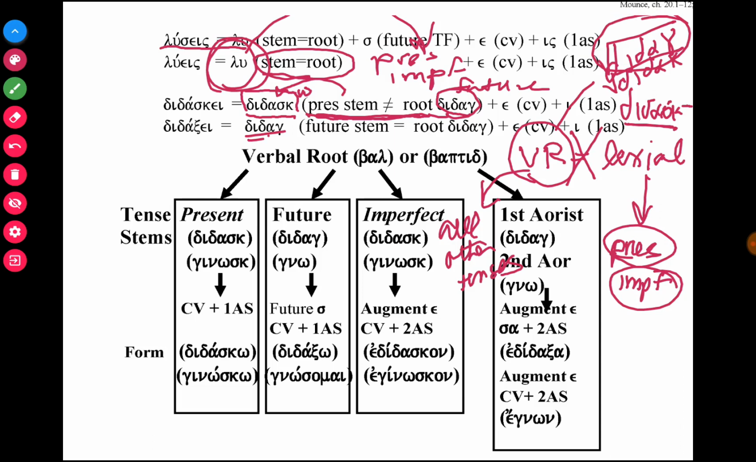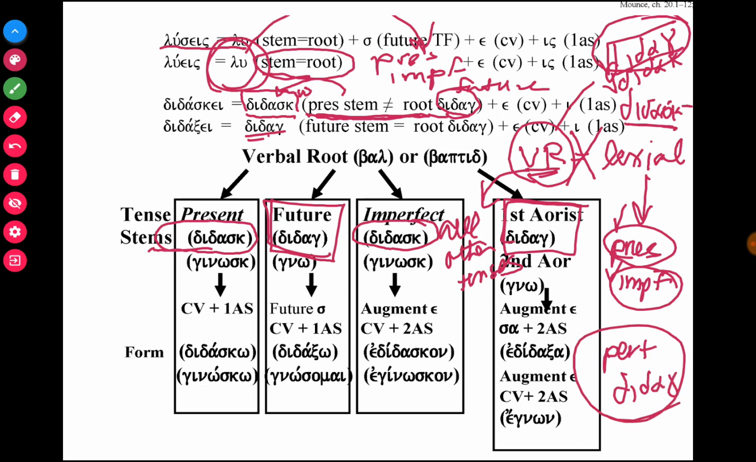Didag, this verbal root, will be used for all other tenses, so the tenses that are not the present tense and the imperfect tense. So if you see didask being used here, notice that you have didask being used for the imperfect and for the present tense, but you have didag here being used for the future. You'll have didag here being used for the aorist, and when we learn the perfect tense, you will have didag being used for the perfect tense as well.